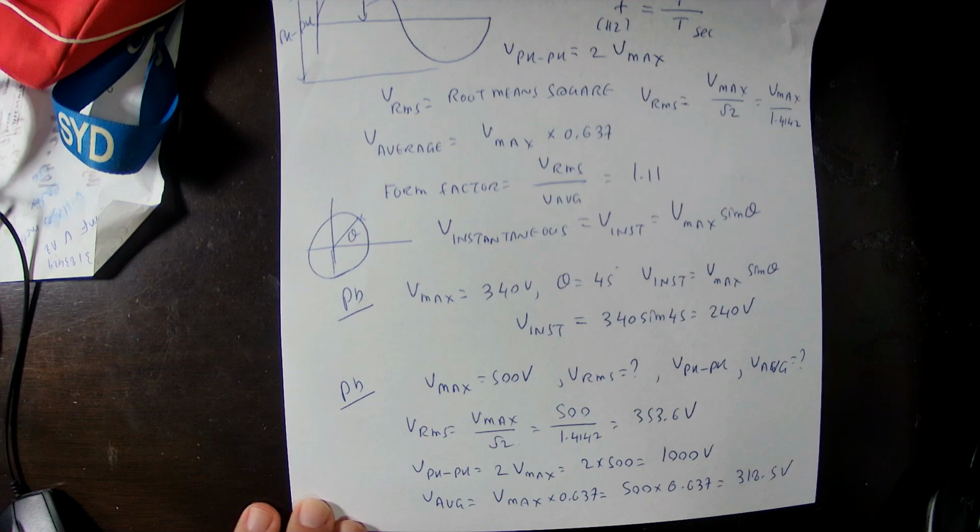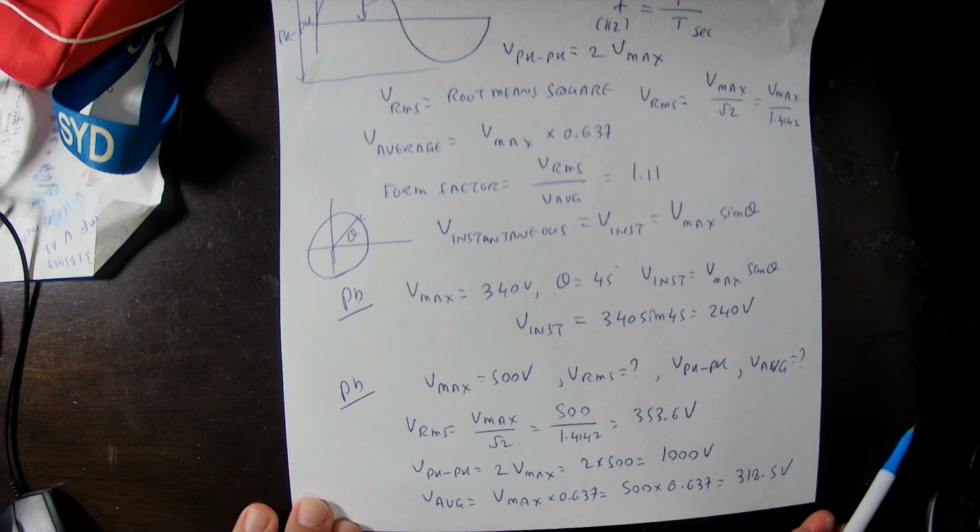So this problem gives the maximum value of 500 volts. We need to calculate the RMS value, the peak-to-peak value, and the V average. So we write down the equation. The RMS value is the maximum divided by root 2. So 500 divided by 1.4142 gives 353.6 volts. VP-P is 2 times V maximum, so 2 times 500 gives 1000 volts. For V average, the V maximum is multiplied by 0.637, and the average value is 318.5 volts. So this is the way we can calculate V maximum, VP-P, and VRMS.